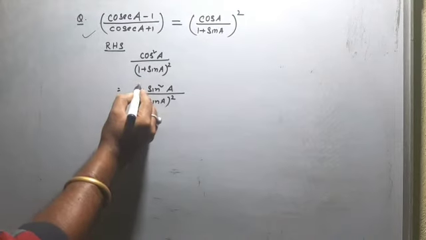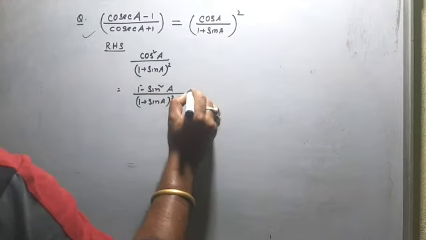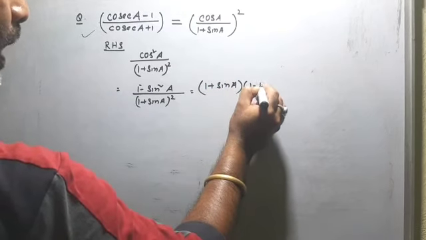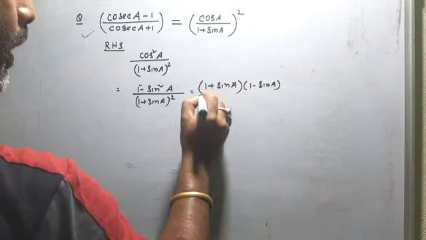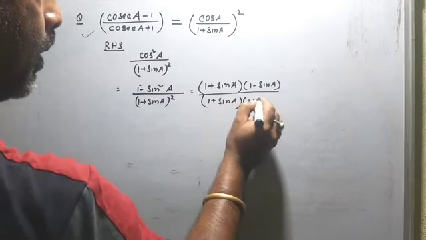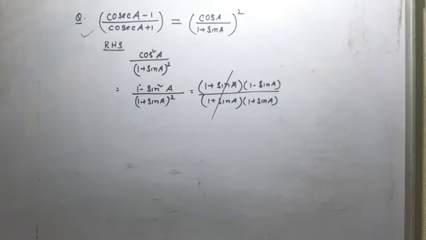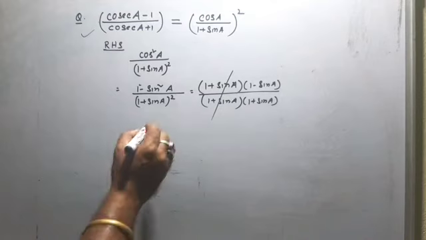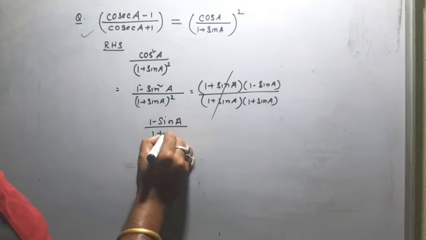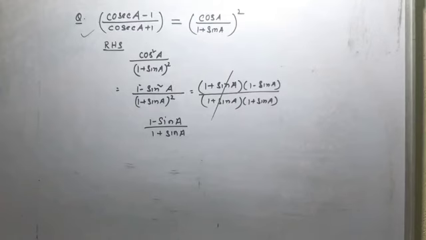1 minus sin square a, that is 1 square minus sin square a we can say. So that is a square minus b square form again. So we can say 1 plus sin a and 1 minus sin a, and here 1 plus sin a two times, and 1 plus sin a and 1 plus sin a cancel. So you have 1 minus sin a now by 1 plus sin a, and we have to make cosec a minus 1 and cosec a plus 1.